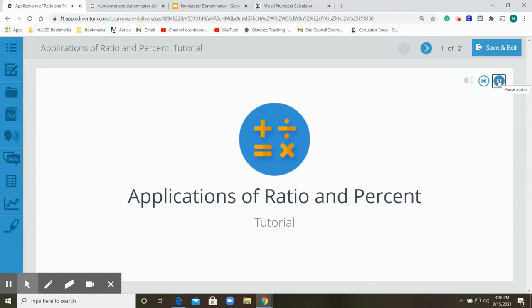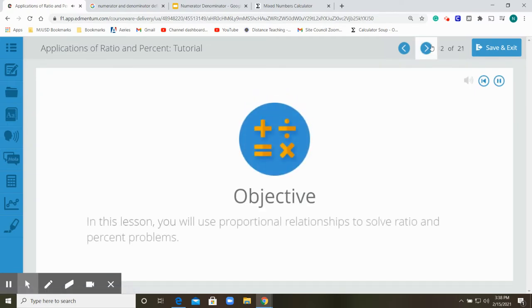Applications of ratio and percent. In this lesson, you will use proportional relationships to solve ratio and percent problems.